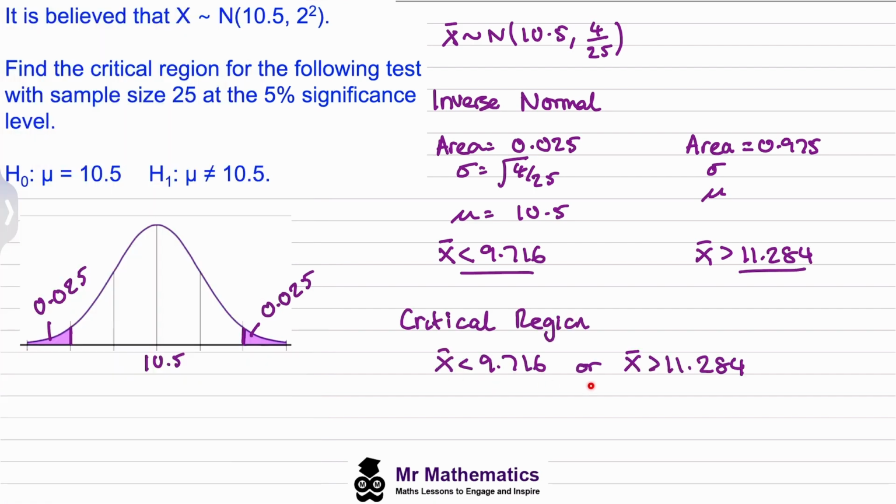So what this critical region means is that if we get a sample mean less than this, then we would reject H0. Or if we get a sample mean greater than this one, we would also reject H0. But if the sample mean fell between these two, so within this region, then we would accept the null hypothesis. Okay?